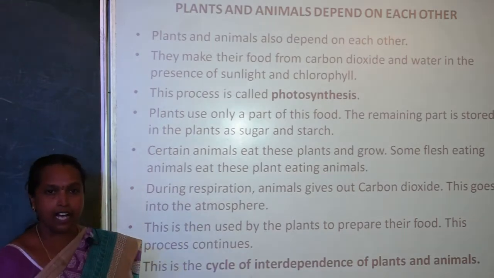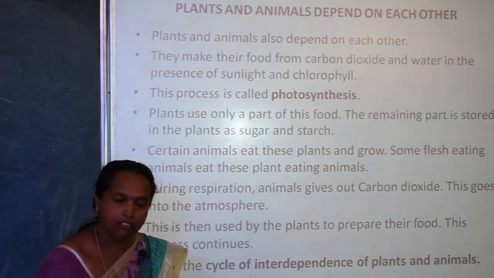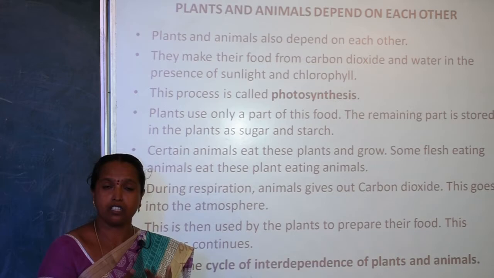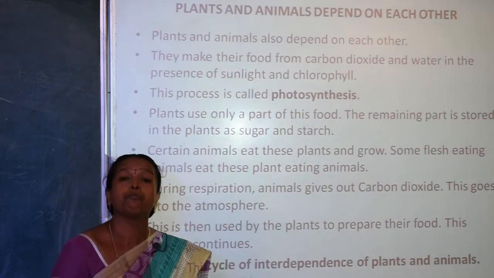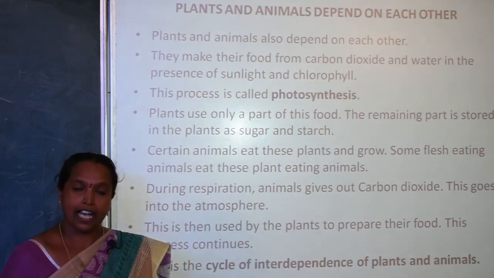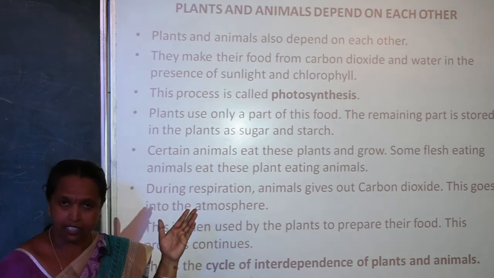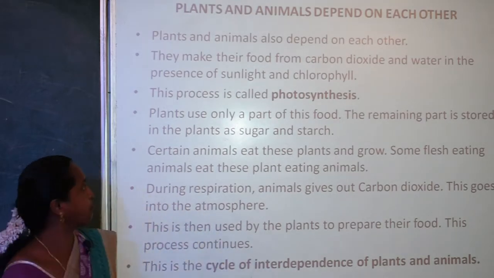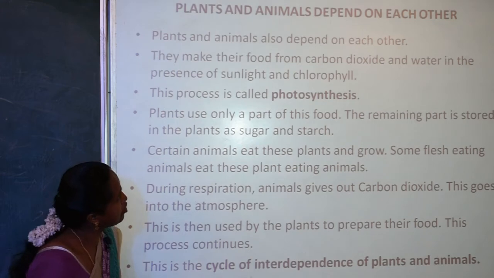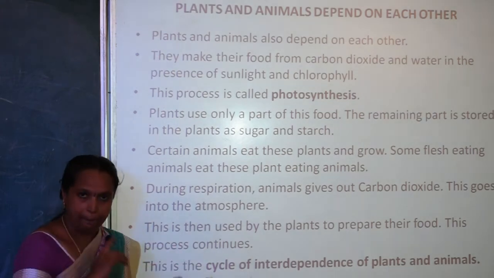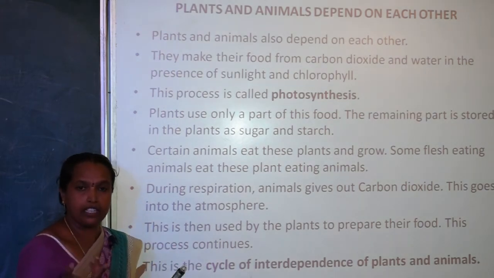Okay, plants and animals depend on each other. Always plants and animals depend on each other. We, the human beings also, need care and protection. Likewise, plants also and animals also. Plants and animals depend on each other.